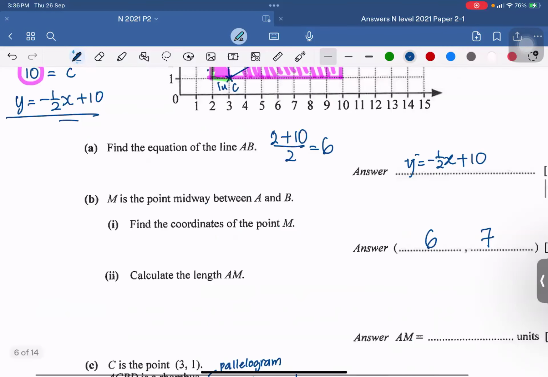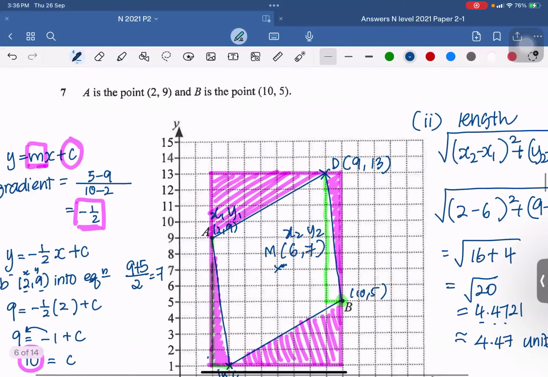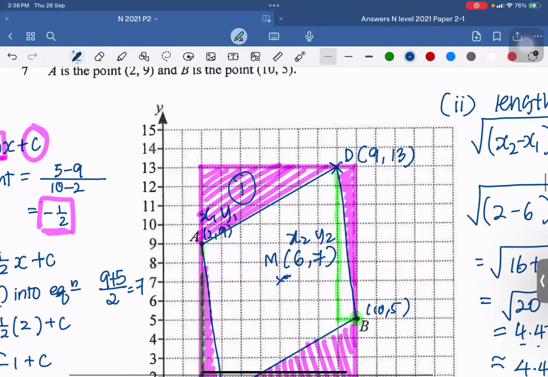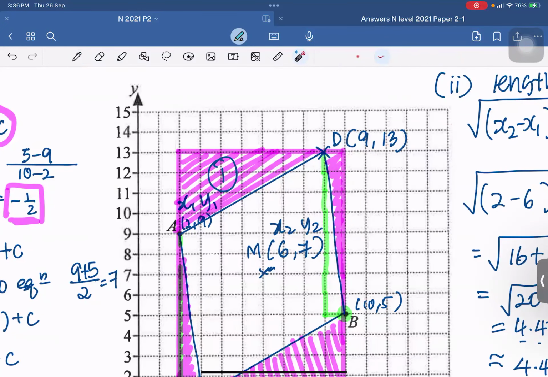Okay, can you tell me how to find the area of this triangle? Half times what base? What's the number of the base? Half times 4. 1, 2, 3, 4 times.